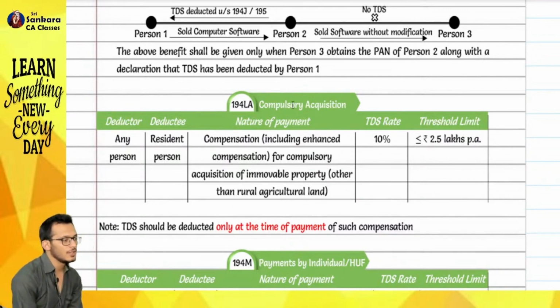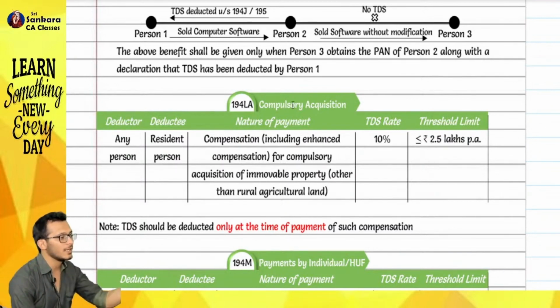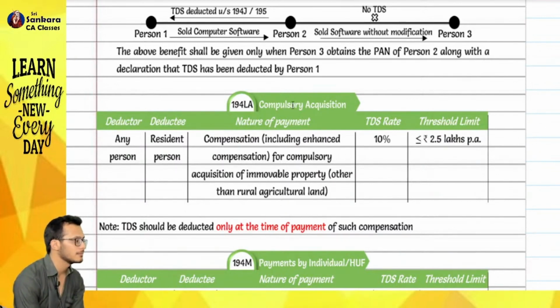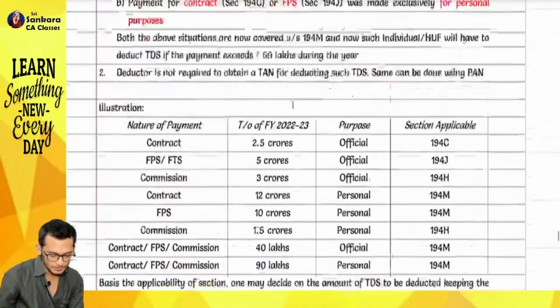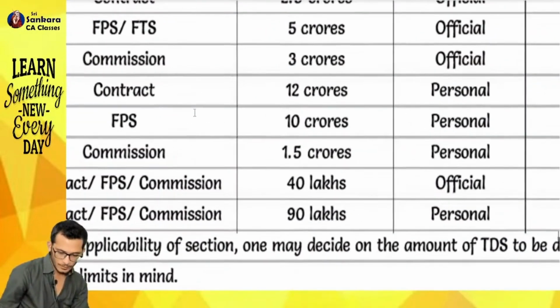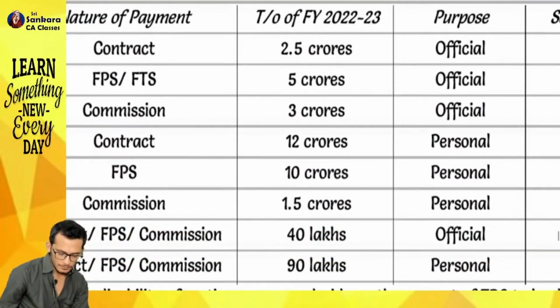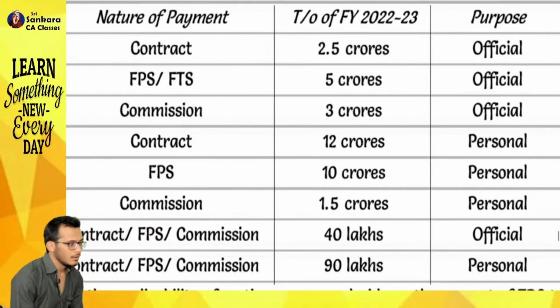The provisions say you have to deduct TDS at the rate of 5%, provided the overall money which you are going to pay to the deductee is more than 50 lakh rupees per annum. Clear? Yes. Let's see this example. Tell me what is the section.